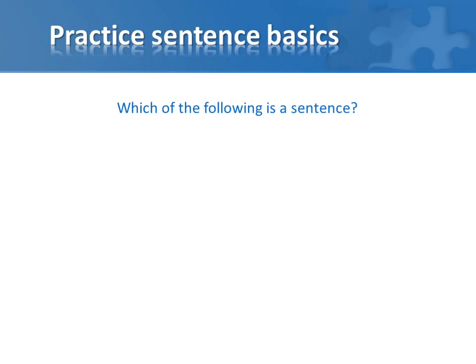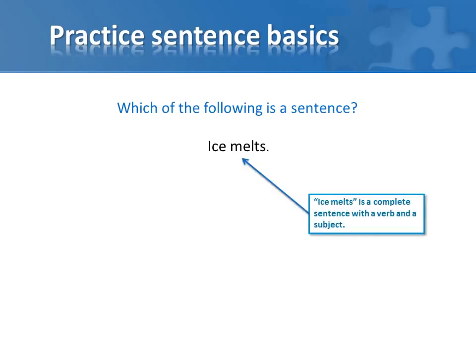Ice melts. Ice melts is a sentence. It has a verb melts, a subject ice, and a sense of completeness. We can plug it into our test sentence. He refused to accept the idea that ice melts, and it makes sense. So this is, in fact, a complete sentence, even though it's only 2 words.